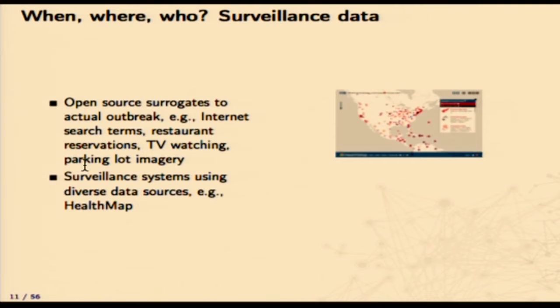Yeah, right. So there is some work on getting some signal out of disease incidence from TV watching, binge watching, parking lot imagery and so on. So all of these are very qualitative. There's a lot of noise, so it's not easy to get a good signal for problems like forecasting, but it's used quite a bit.